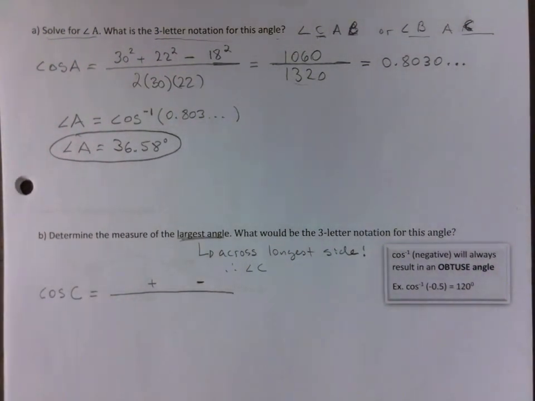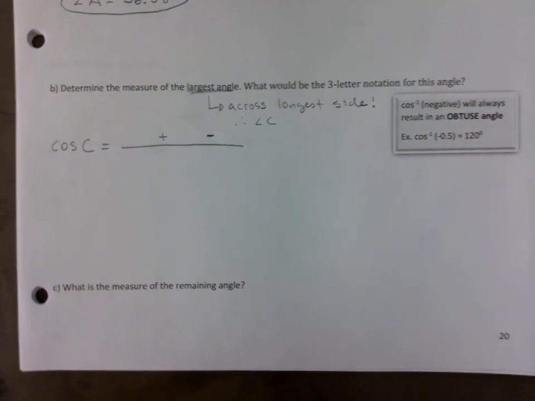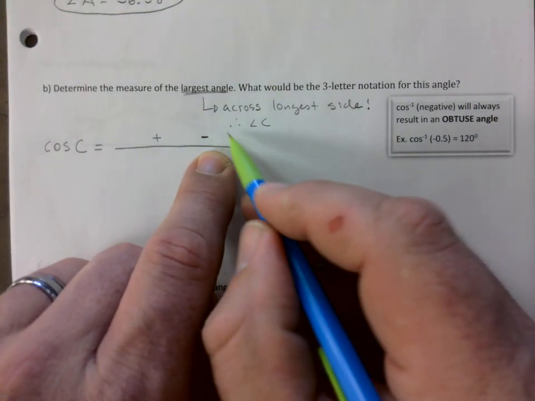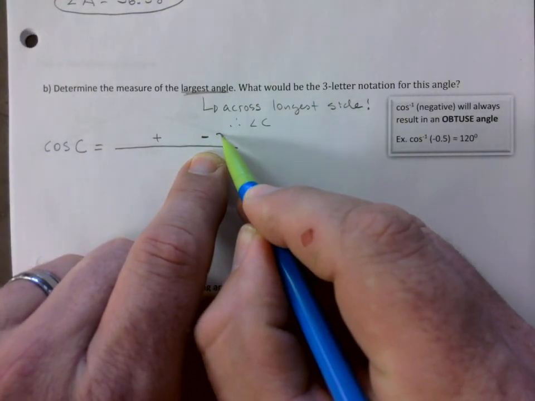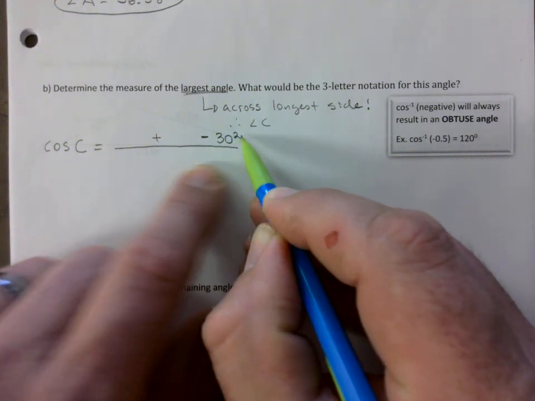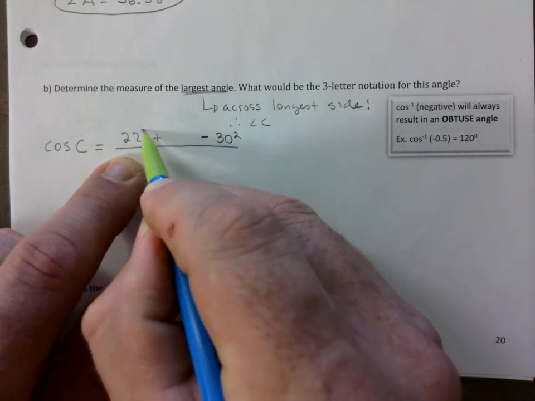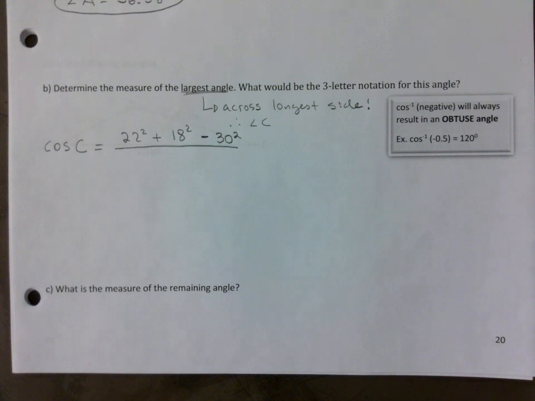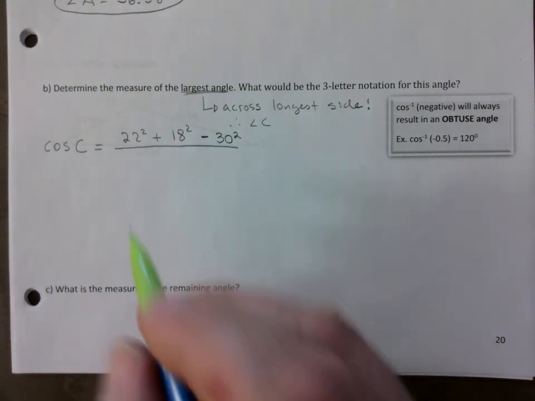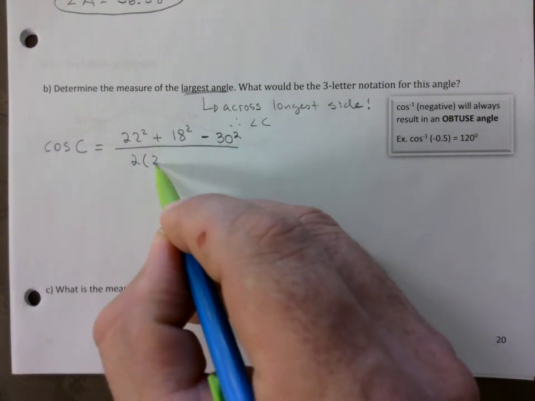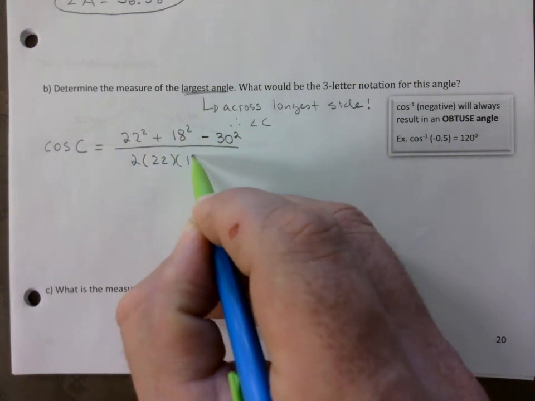Let me bring this up for you here. I wish I had the triangle in front of me right now, but it is what it is. Which number will go across here? 30, right? Yeah, 30 squared. And the other two go in front, so 22 squared plus 18 squared. Doesn't matter which order you do them in. Okay? In the denominator, it calls for 2 times this first side times the second side.